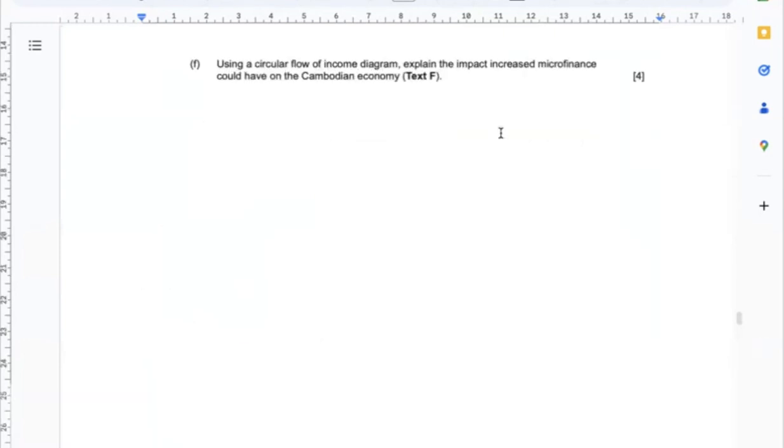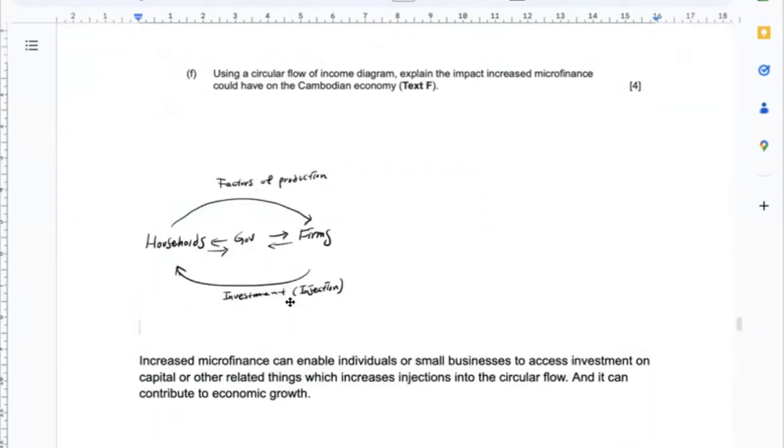Question F. Using a circular flow of income diagram, explain the impact increased microfinance could have on the Cambodian economy. Increased microfinance can enable individuals or small businesses to access investment on capital or other related things, so it can increase injection into the circular flow, and it can contribute to economic growth as well.